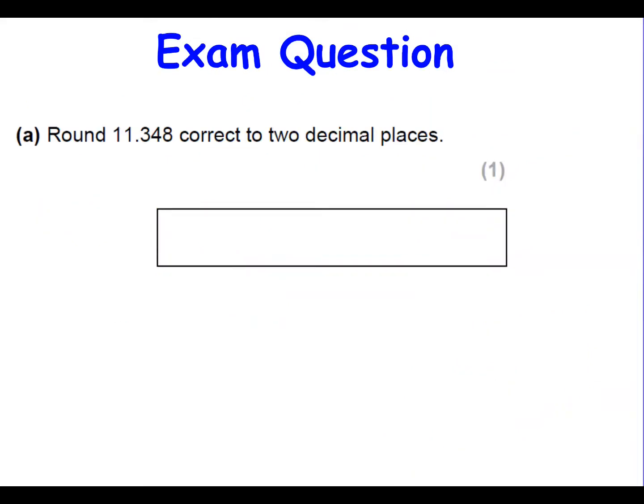Let's look at some exam questions using decimals. Round 11.348 to 2 decimal places. So 2 decimal places is this point here, the 4, and look at the next number along to decide whether to stick or twist. Because it's higher than 5, we're going to round the number 4 up to the number 5. So 11.35 would be the correct answer for 1 mark.